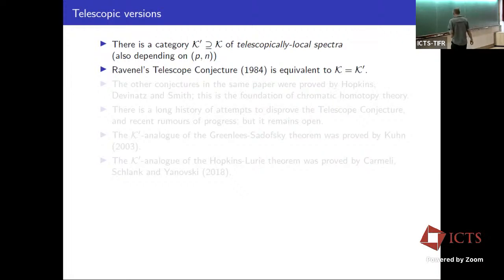So let's maybe take a minute to talk about that. Okay, so there's this whole story about Hopkins-Devinatz-Smith nilpotence theory. Okay, so let's say it this way. There's this Brown-Peterson spectrum.